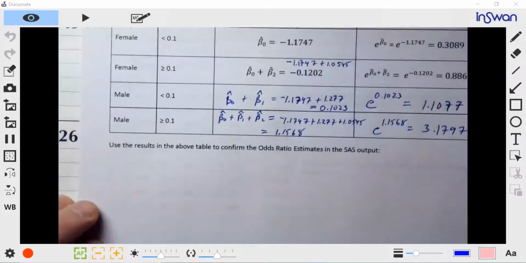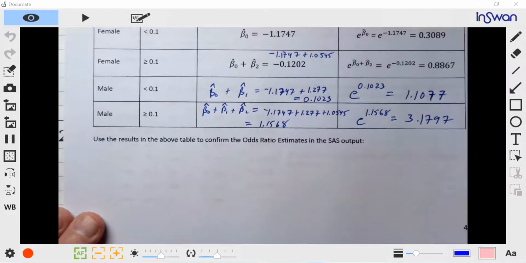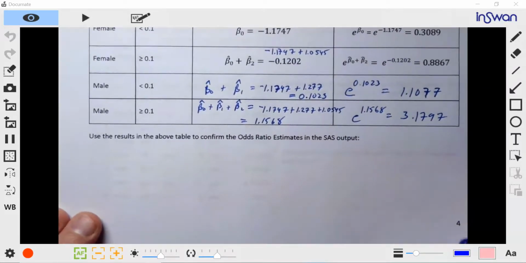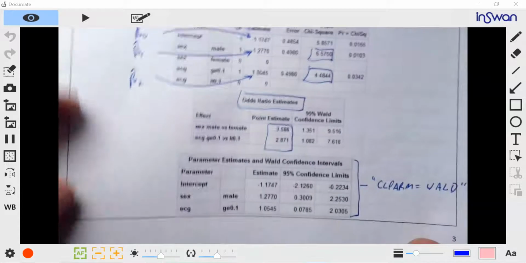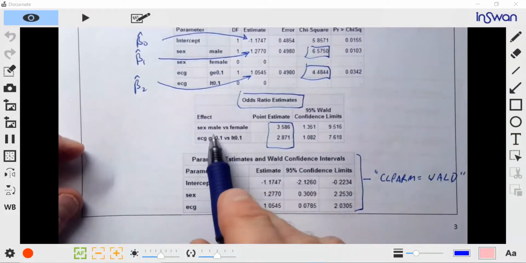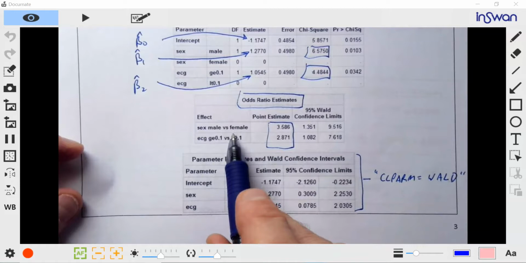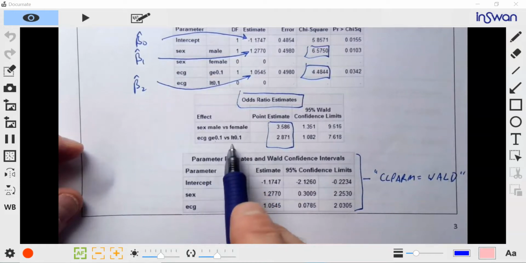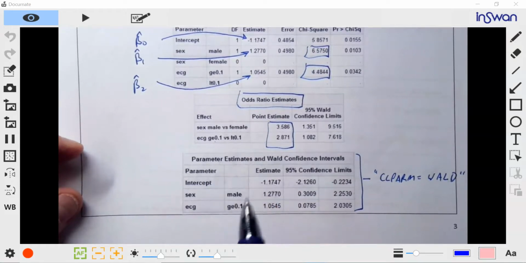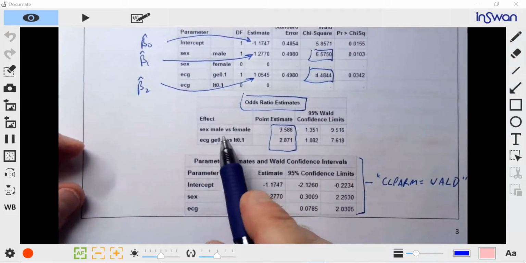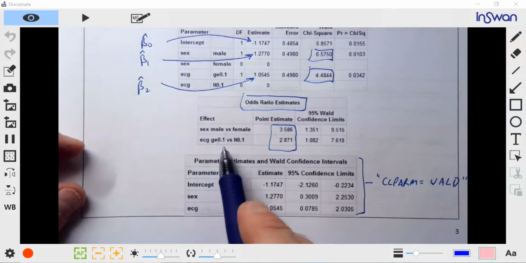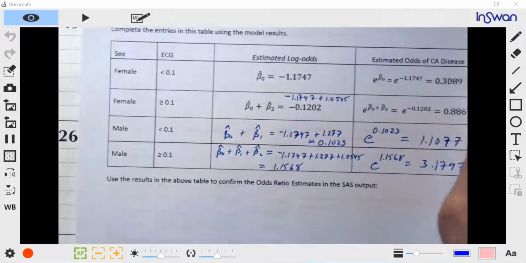Okay. So now we're going to use the results above to confirm the odds ratio estimates in the SAS output. So the odds ratio estimates in the SAS output, we have odds ratios for comparing males to females, and also for comparing high ECG to low ECG. And remember that in this model, the odds ratio for males to females doesn't depend on ECG and vice versa. So let's first look at the odds ratio.